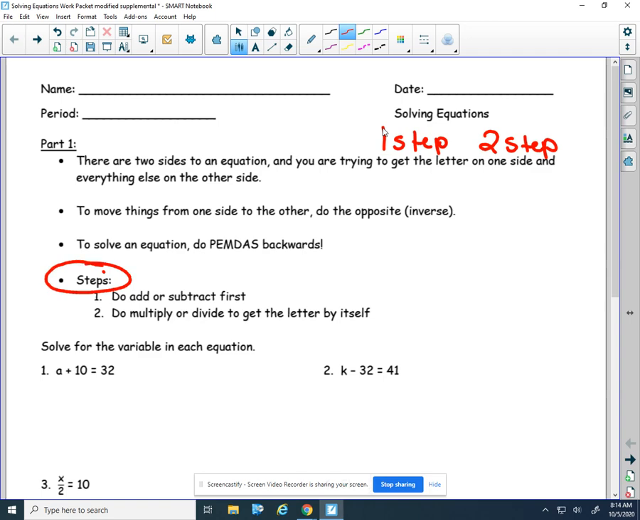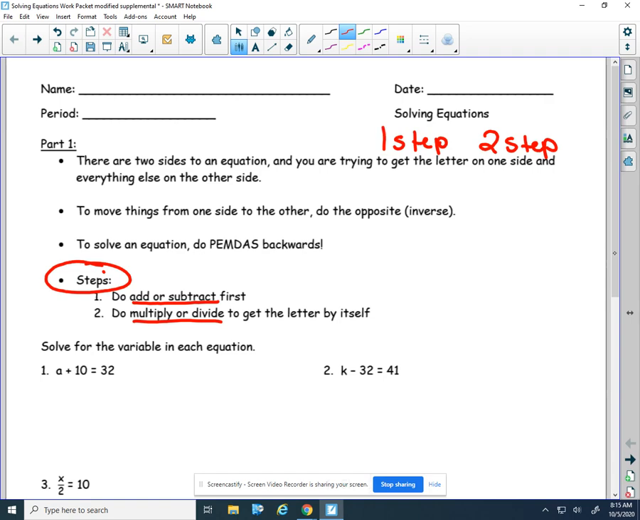Your goal is to get the x's on one side and all the other numbers on the other side. And you have to do opposites. So the first thing you're going to do is use add and subtract to move stuff over. And the second thing you do is multiply or divide.